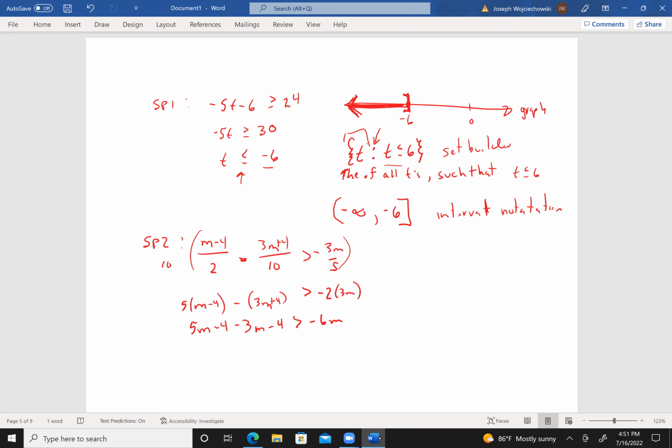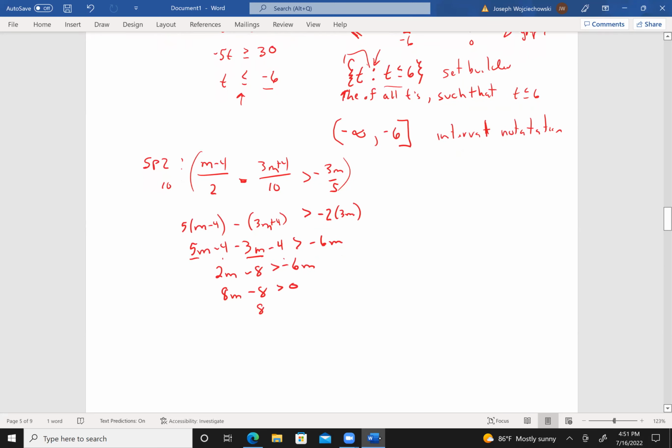So let's do some combining over here on the left first. We've got negative 3m and 5m, so I have 2m. Negative 4, negative 20, negative 24, greater than negative 6m. If I go ahead and add 6m to both sides, I'm adding, so I don't have to change the sign. 8m minus 24 greater than 0. Again, I'm adding to both sides. 8m greater than 8. m is greater than 1. And I divided by a positive, so the sign stays the same.